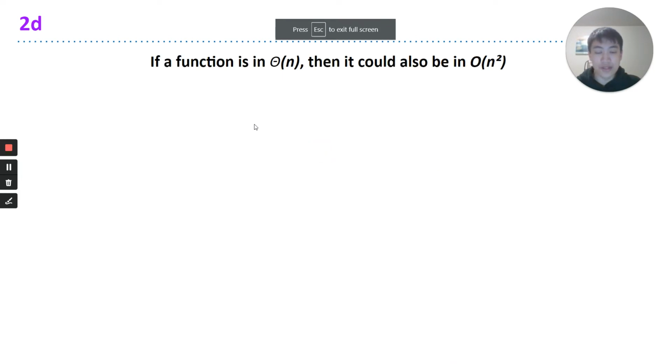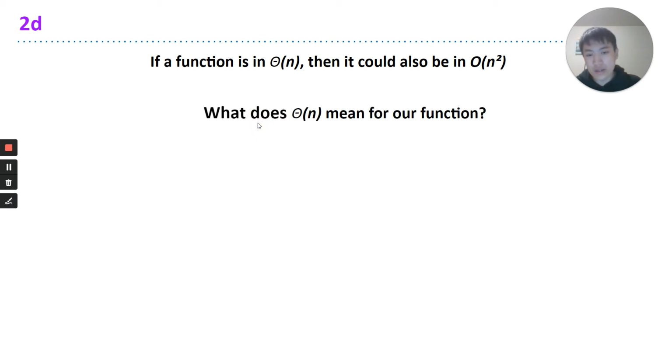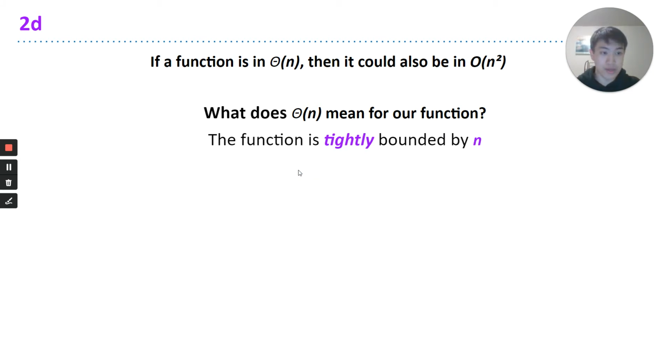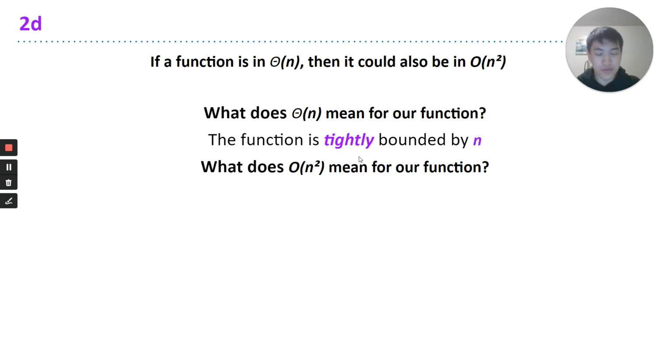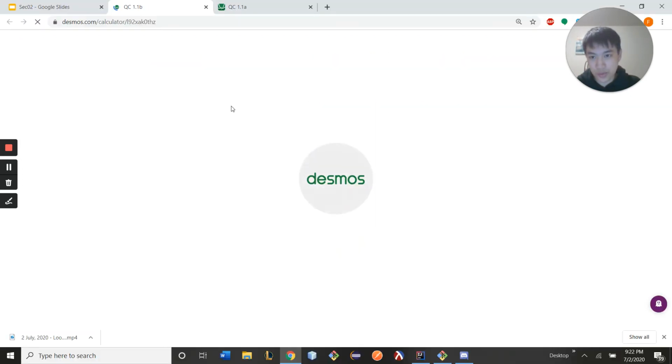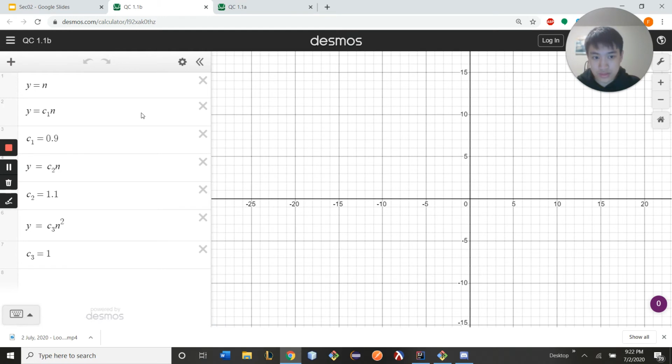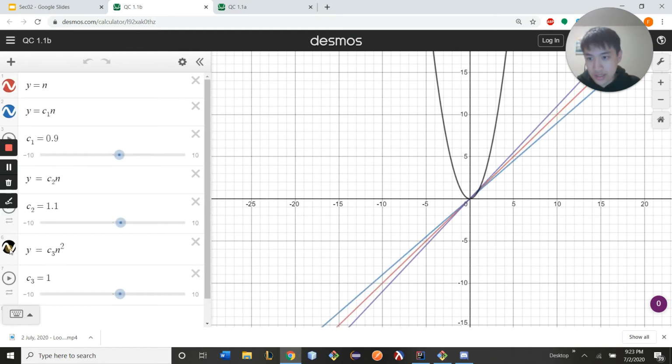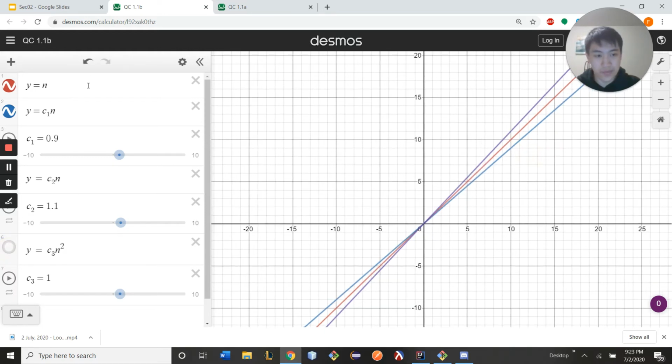And next, this statement: if the function is in big theta of n, then it is also O of n squared. First of all, what does it mean for our function to be big theta of n? It means that it's bounded both ways, right? And it's sort of this squeeze that I'm showing in just a minute. And same thing as before, it means that our function is at most as fast as n squared rather. So first of all, my function is right here.